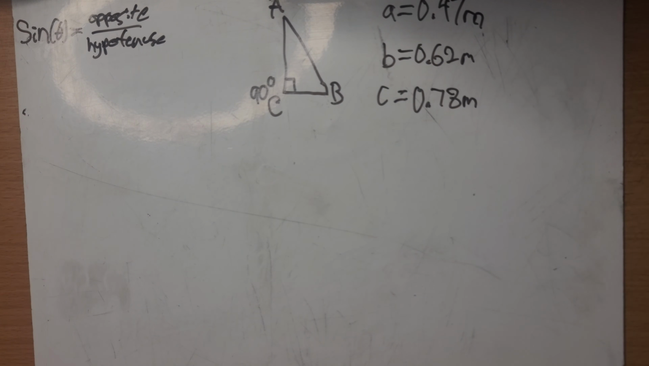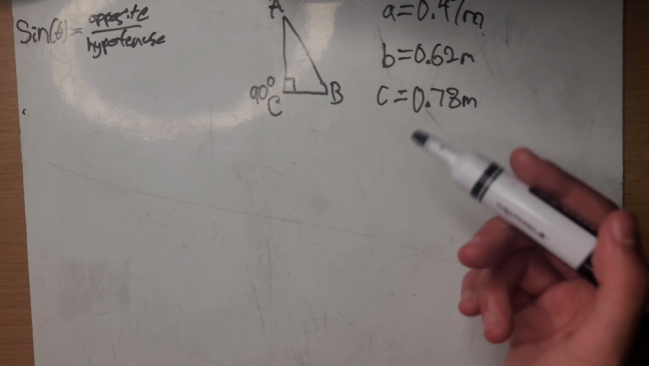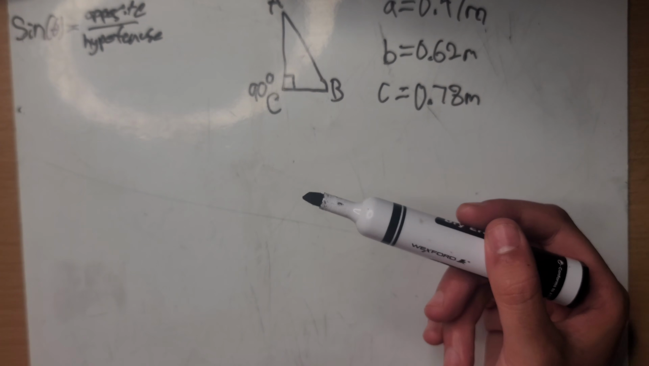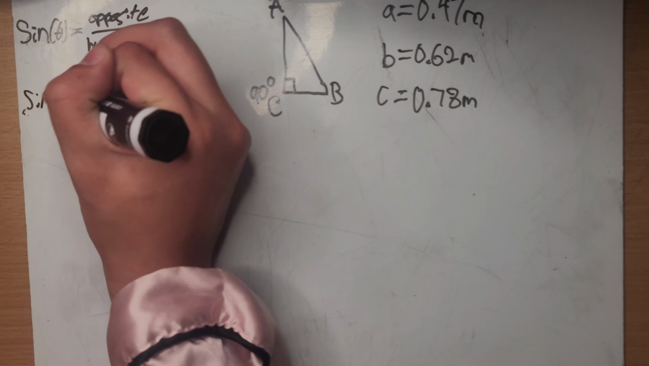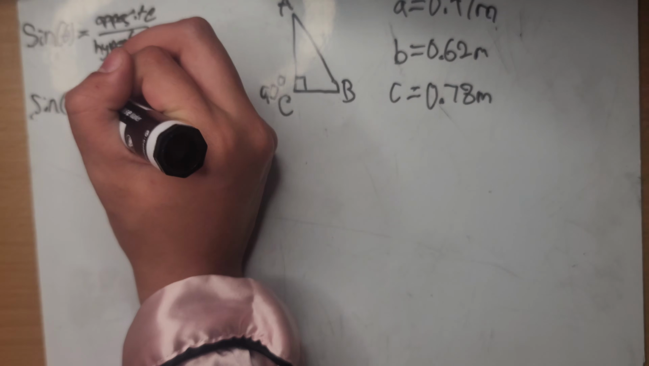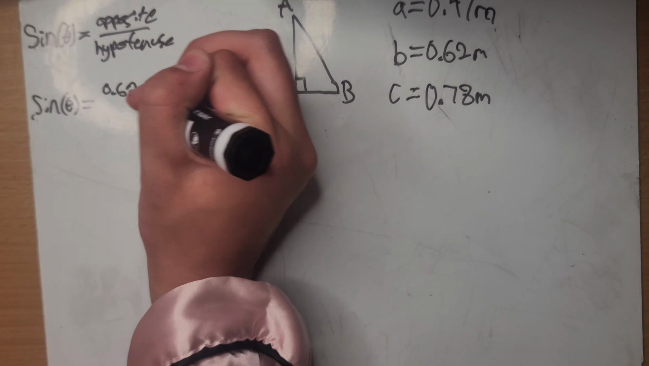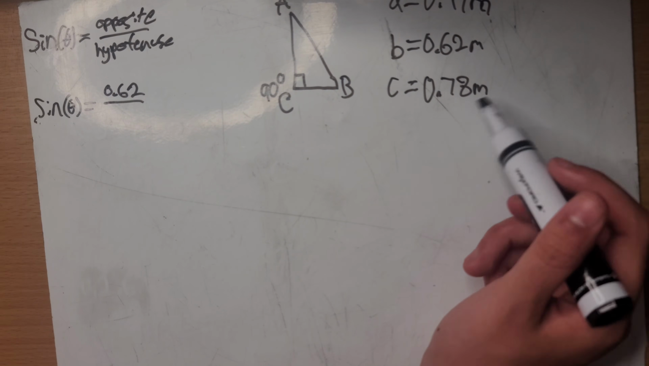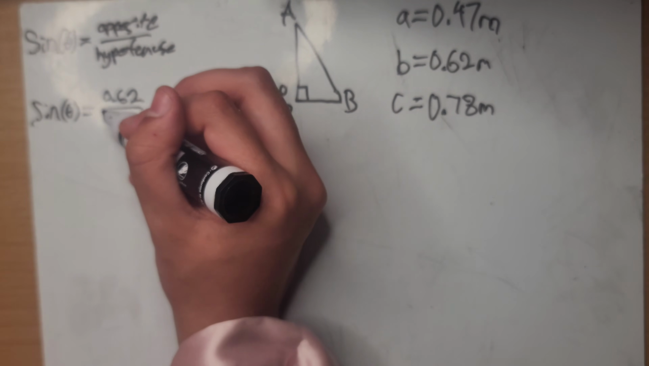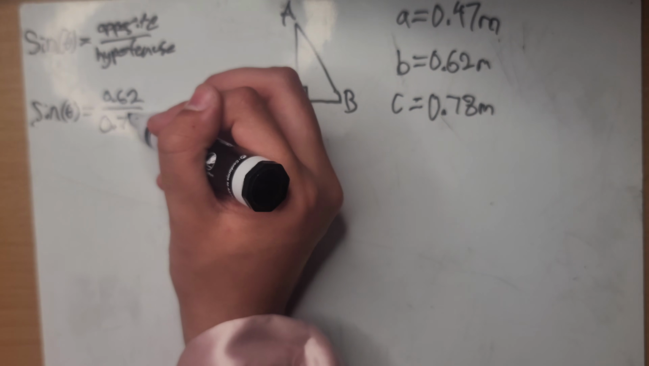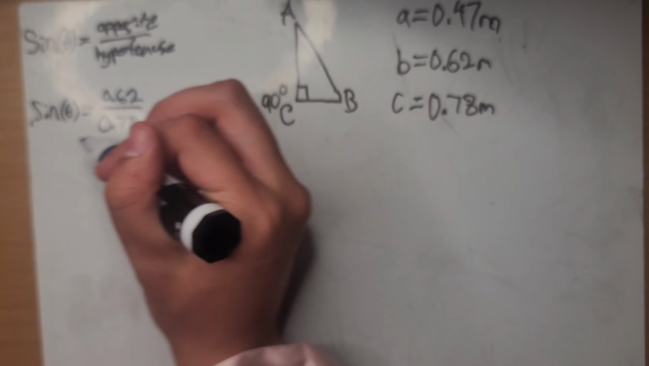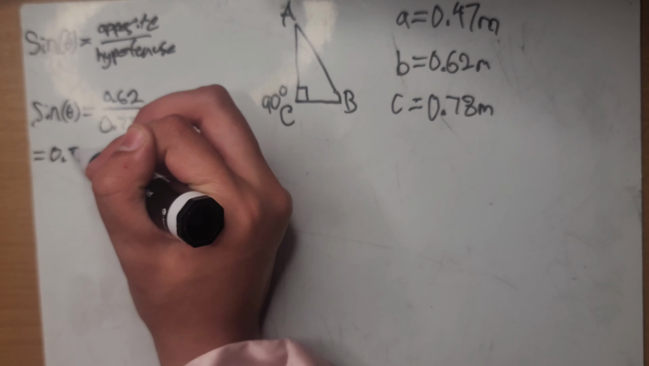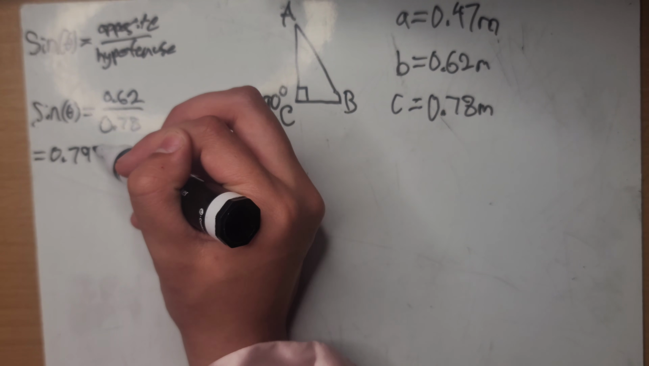We can begin by substituting the values into the equation. The opposite side would be 0.62, or B. So sine of theta would be 0.62 over the hypotenuse, which is 0.78. If we divide them, we get approximately 0.7949.